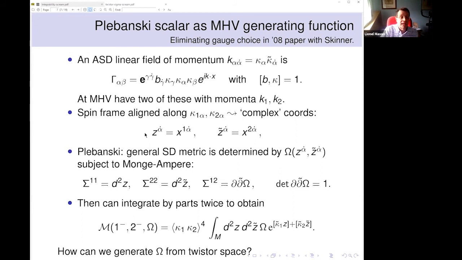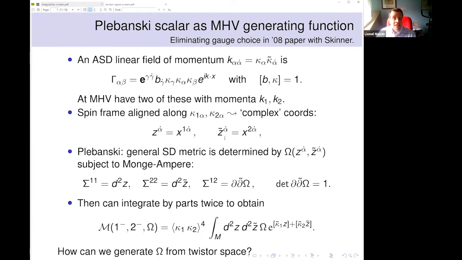But what we noticed recently was that we could eliminate the gauge freedom by going to a Plebanski formalism. So given these choices of two spinors kappa, we can introduce a spin frame aligned along kappa 1 and kappa 2. And this gives us complex coordinates on the space-time. And I use complex in a slightly loose sense, since this is the point at which I start to become a little bit complacent as to whether we're working in Lorentz signature, split signature, or just a bit more generally in the complex. So I'm going to call the coordinates z alpha dot and z tilde alpha dot. If we were in the Lorentz signature, of course, one each of these would be real.